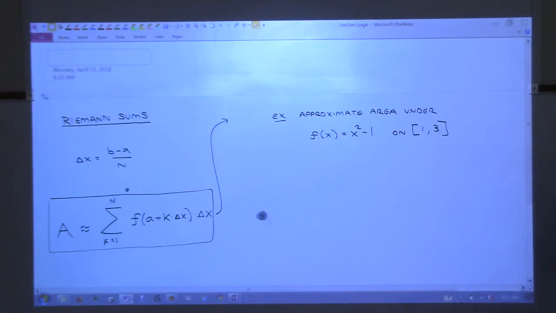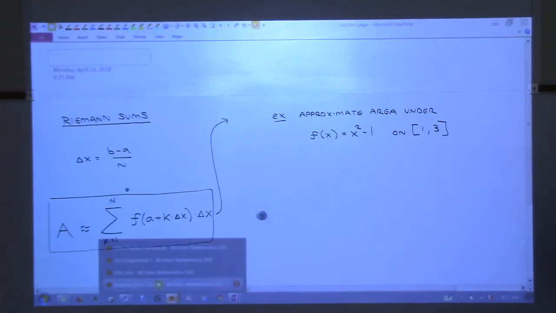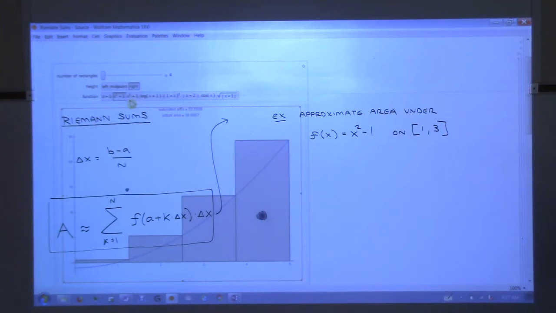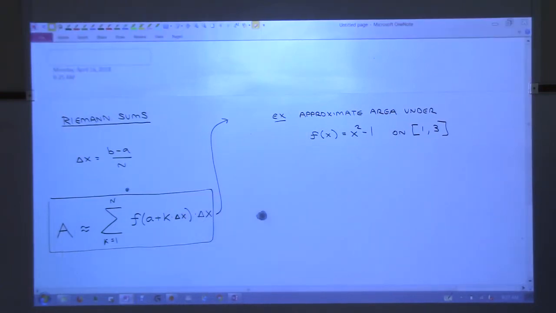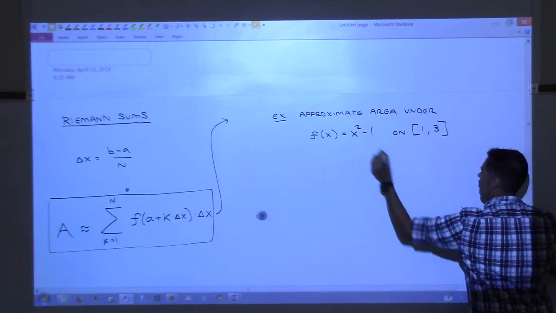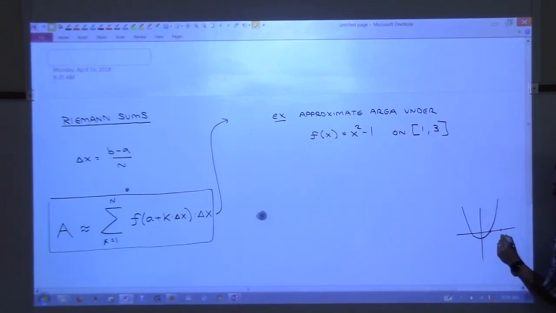Hold on, let me look at something real quick. Yeah, okay, that'll work. This is kind of interesting. A real quick sketch. This function goes like this, doesn't it? And what's its value at 1? See, we're going to start at 1, right? So at 1, we're at 0, right? And then we go out to 3, and we're trying to find this area right here, aren't we? Okay, so that's what we're trying to do.